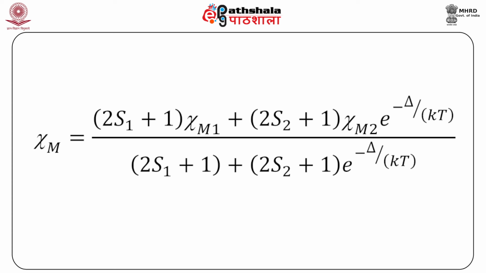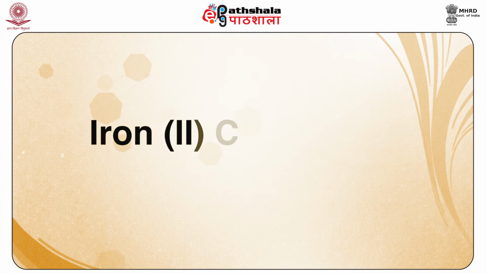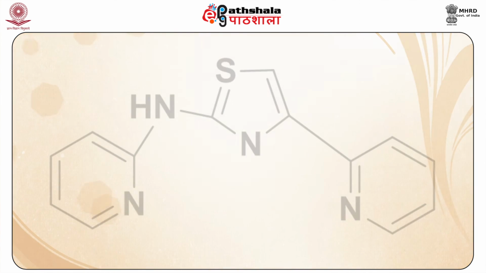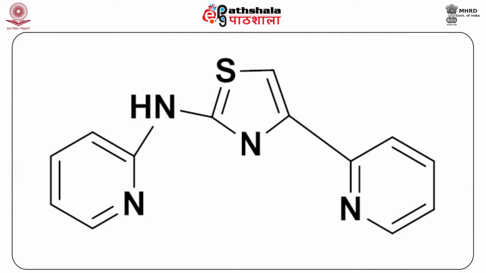For d4 and d7 configurations, the spin orbit coupling integrals between the two spin terms are non-zero. Consequently, the magnetic susceptibility equation becomes extremely complicated. Iron 2 plus complexes. An interesting spin state equilibrium has been observed in the iron 2 plus complex of the ligand 2-pyridyl amino 4-2-pyridyl thiazole.